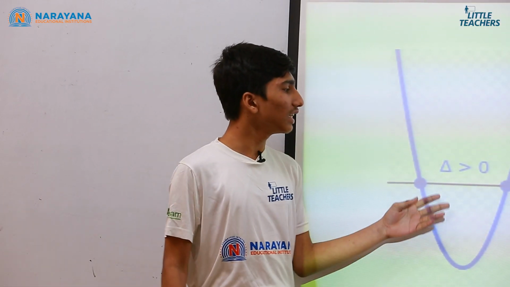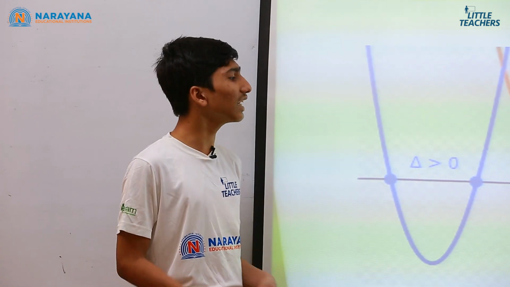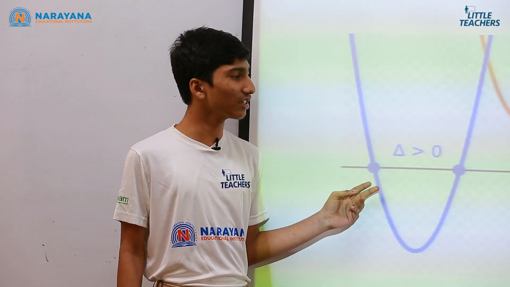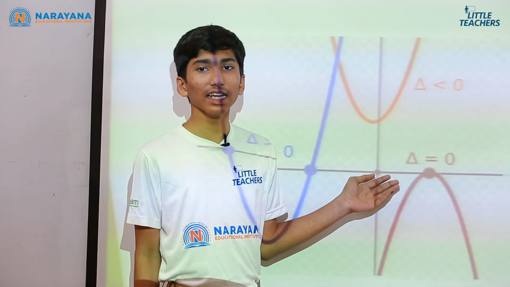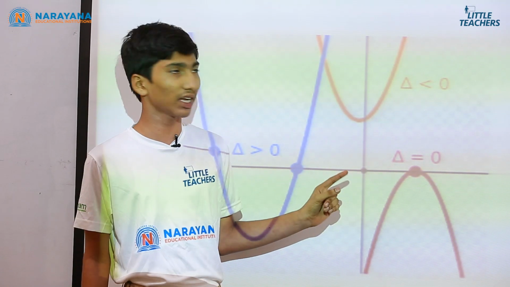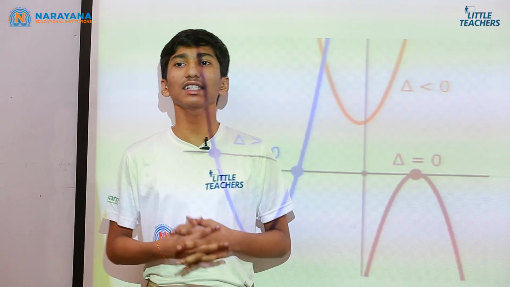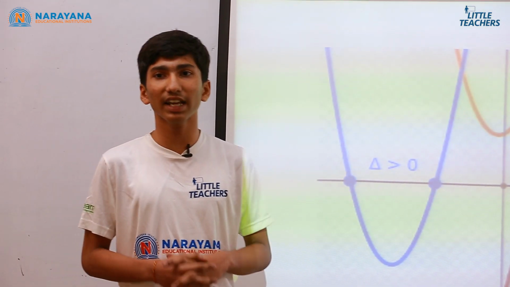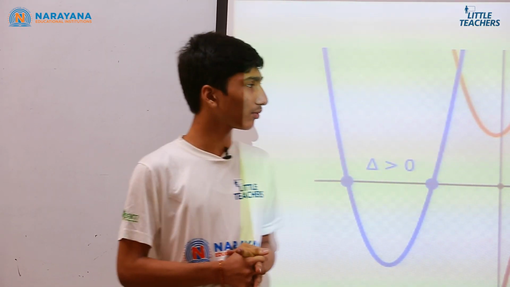Here if you see, the delta, that is the discriminant, is greater than 0. So the parabola touches the x-axis at two distinct places. Here the delta is equal to 0, so the parabola touches the x-axis only once. Here the delta is negative, which means lesser than 0, so the parabola does not touch the x-axis anywhere.